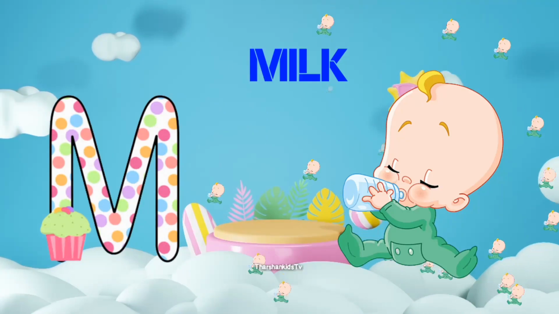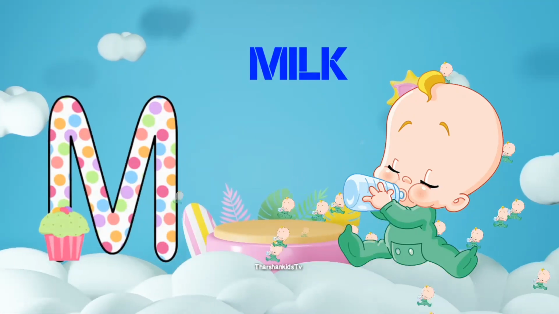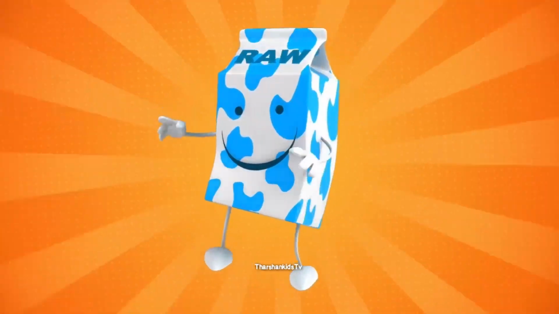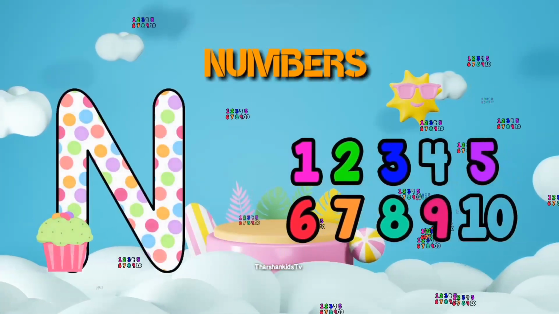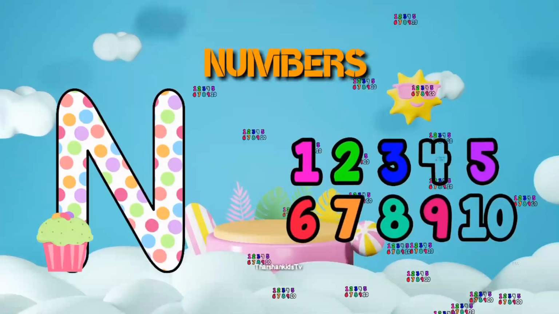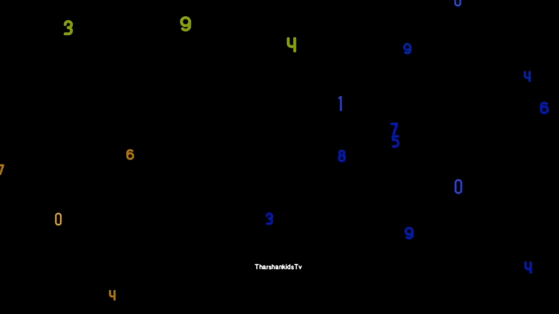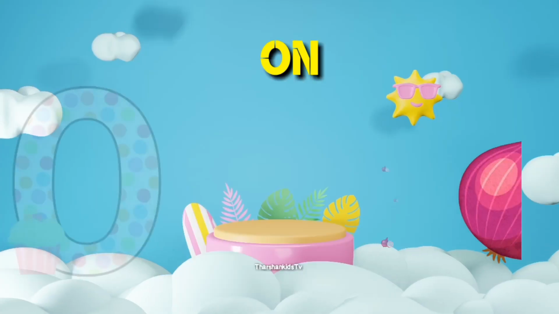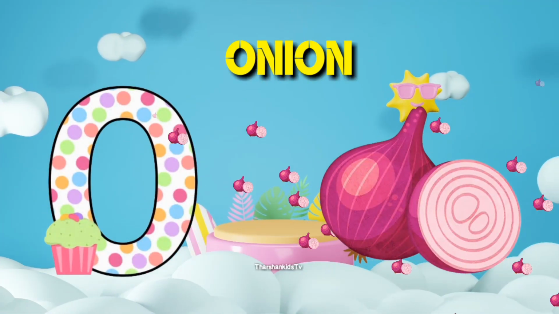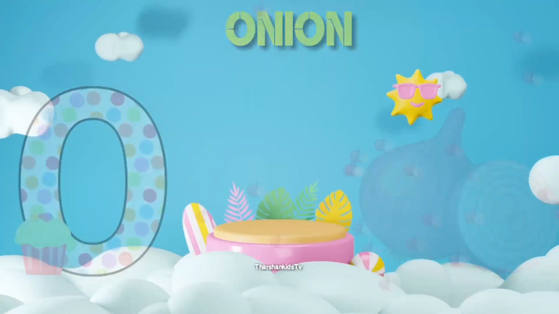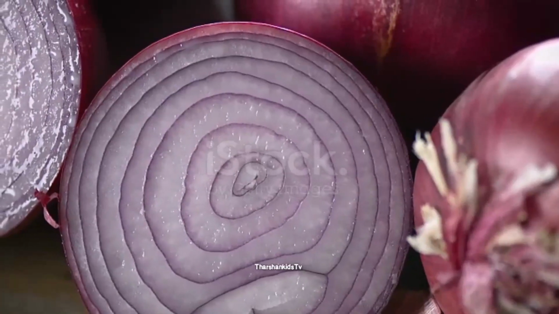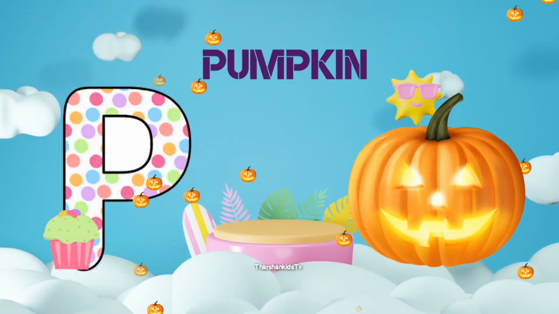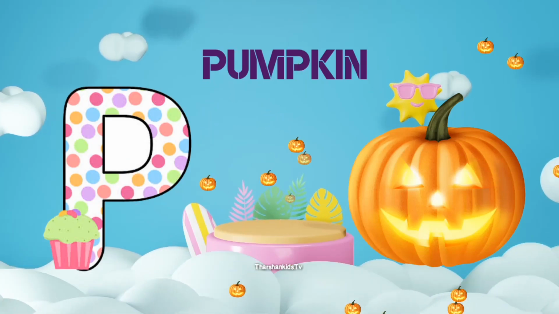M for milk. N for numbers. O for onion. P for pumpkin.